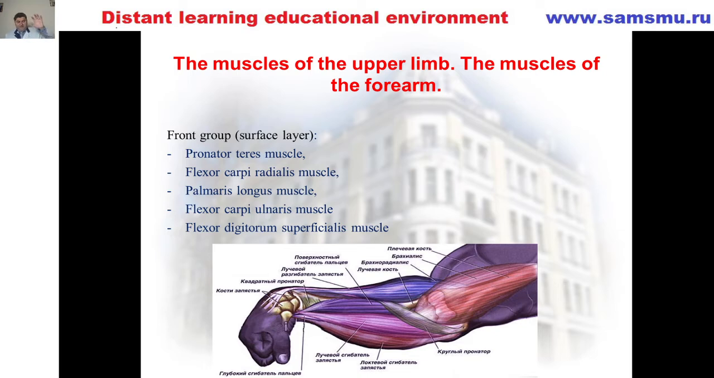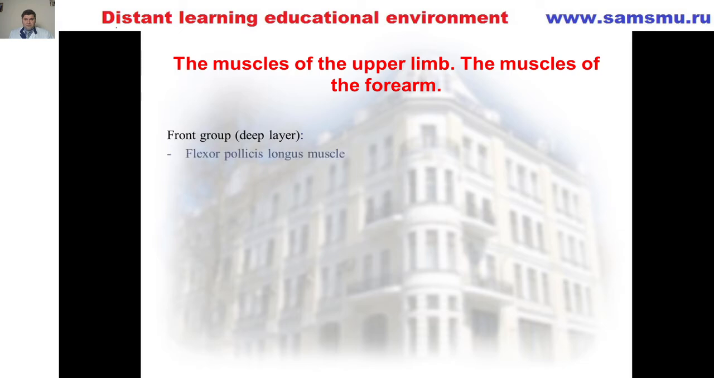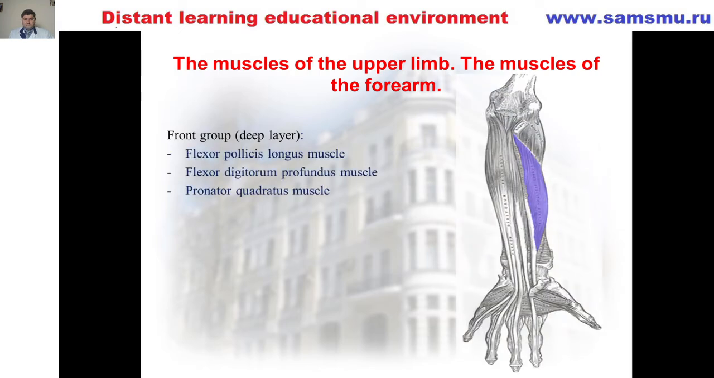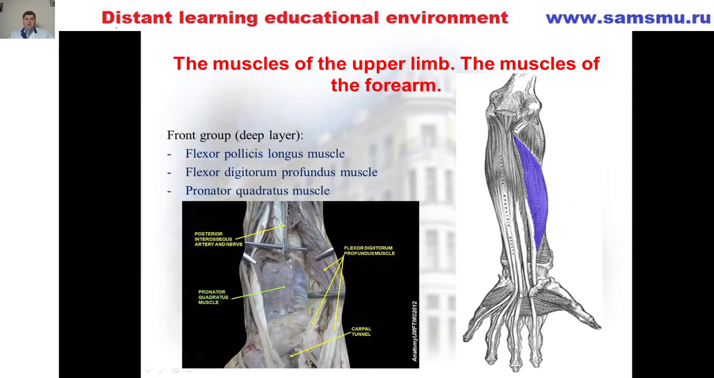The action flexes the proximal and middle phalanges of the fingers, except for the thumb, and the wrist. So you may see this muscle on this picture. This is the flexor digitorum superficialis muscle. Next, we'll talk about the flexor pollicis muscle.